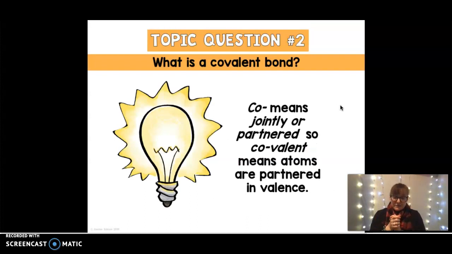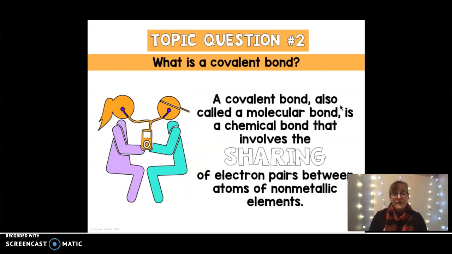A covalent bond, co means joined or partnered. So covalent means that the valent part is that outer shell, so it's going to share or partner to have the right number of valence electrons. So they're going to share what goes around the outside. They're not going to transfer. They're going to share it.